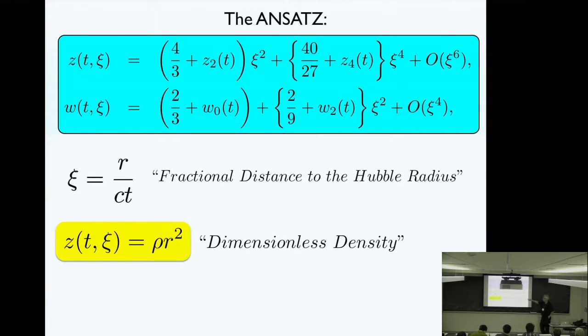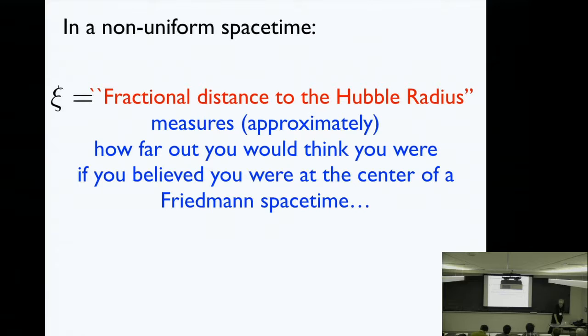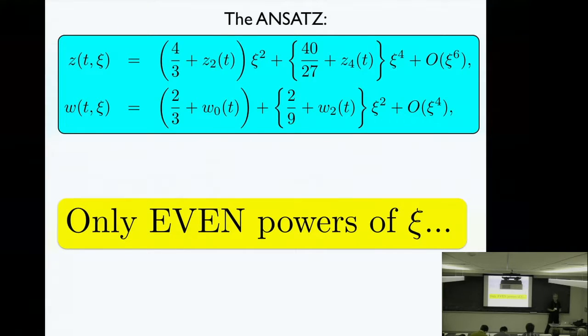And then z is rho r squared, that's our dimensionless density. W is v over c, the dimensionless velocity. And I made this comment, it's only a measure in an underdense solution, but we call it the fractional distance of the Hubble length to have a sense of where you are. But only even powers apply. So z starts out at c squared, there is no cube term. This spacetime here is correct up to errors of order c to the fourth, which are pretty small, all the way up to c equals the tenth, and even higher.